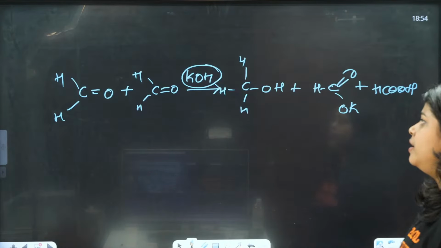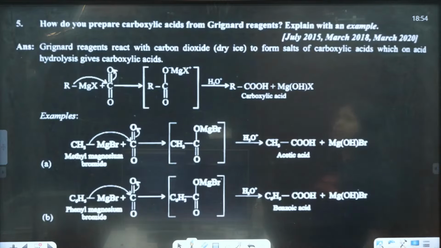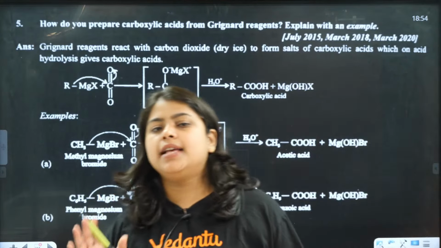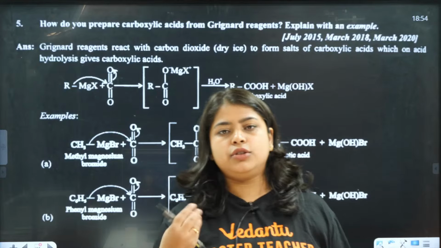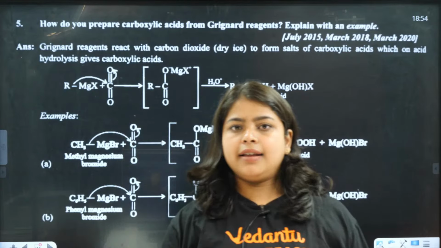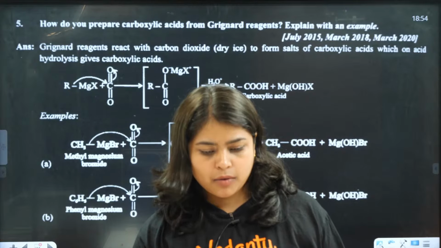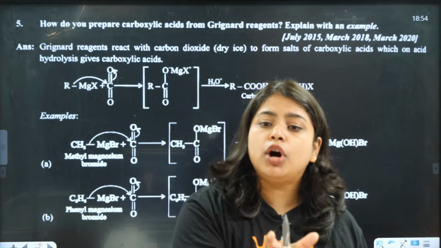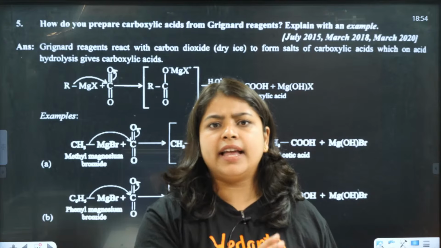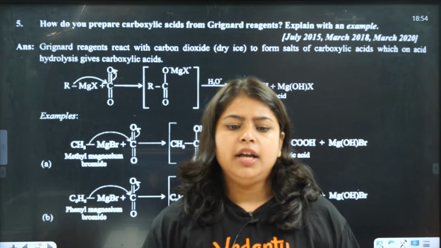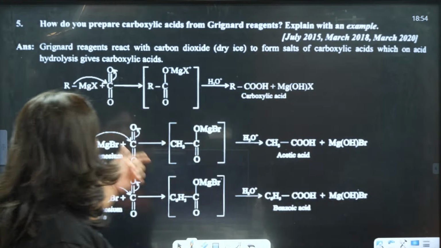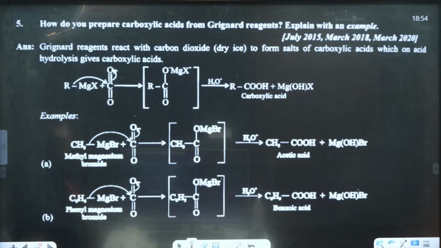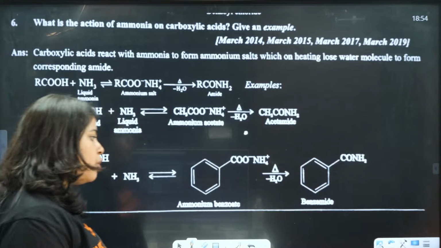Okay, done. Next comes how do you prepare the carboxylic acid from the Grignard's reagent? Very simple. Take a carboxylic acid, that is R C double bond OH. You are going to react it with the Grignard's reagent, that is RMgX. Clear? We will get a carboxylate plus MgOHX. That is how the preparation with a Grignard's reagent happens.